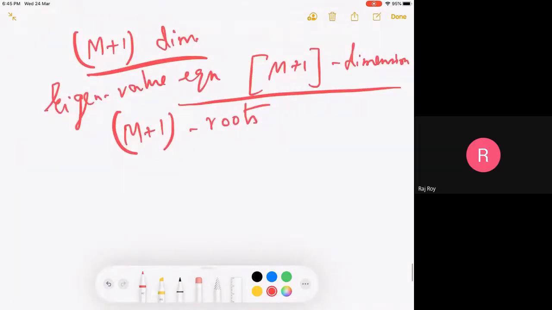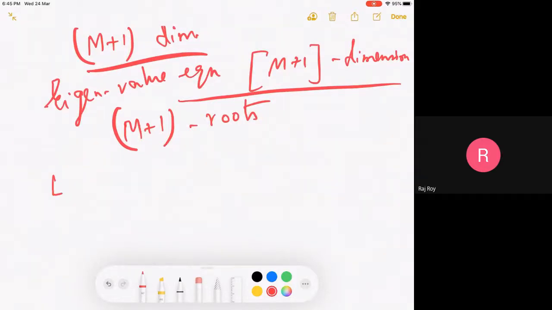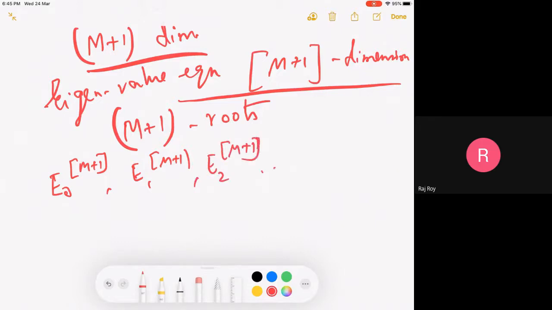But now I will get m plus 1 roots, which means I will have E0 of m plus 1, E1 of m plus 1, E2 of m plus 1, up to Em of m plus 1. I hope you understand. I got one extra root. So again, 0 to m counted, it is m plus 1. So I got one extra root.